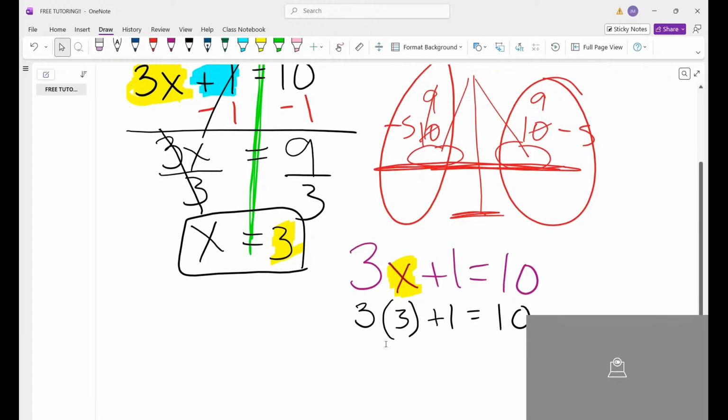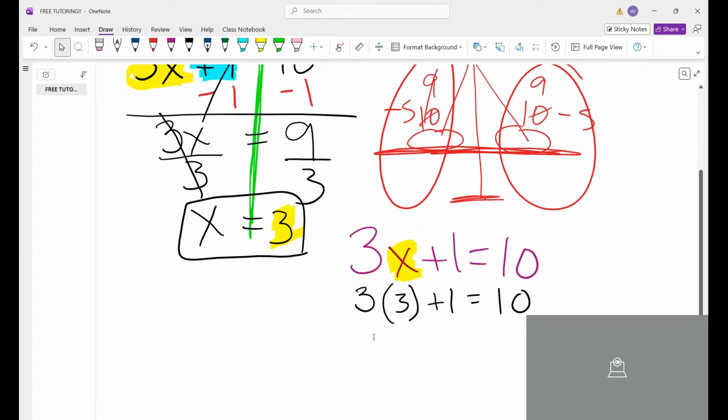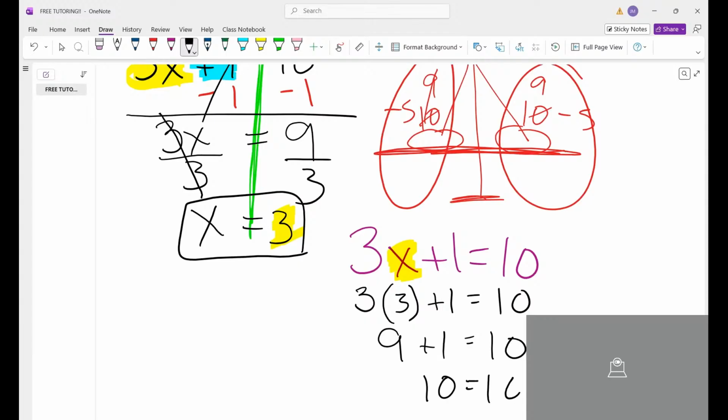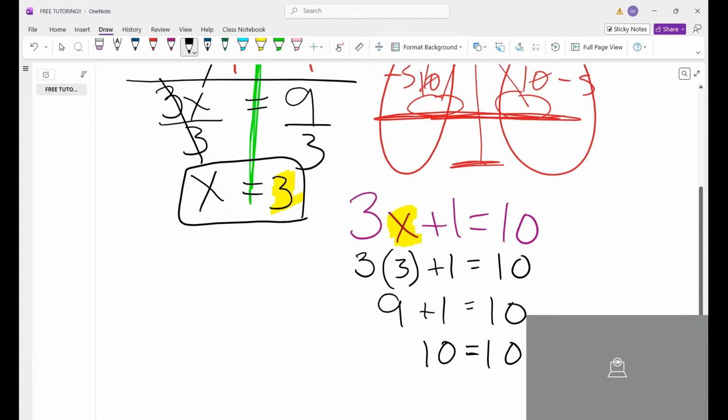3 parentheses 3, that just means multiplication. So we will multiply 3 times 3, that is 9. Bring down the positive 1, bring down the equal sign. 9 plus 1 is 10, and then we have 10 equals 10. This is true, right? The left side is equal to the right side. So this checks off, 10 equals 10. So that is how we know this answer is correct. It checked out.